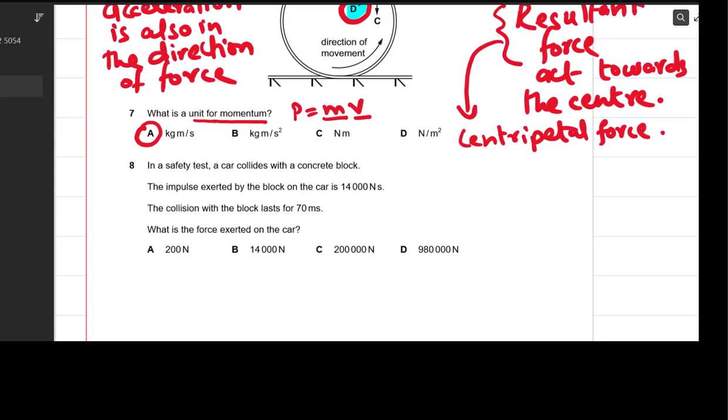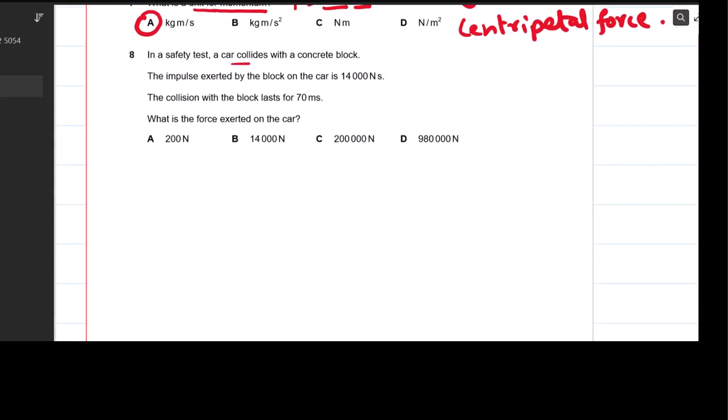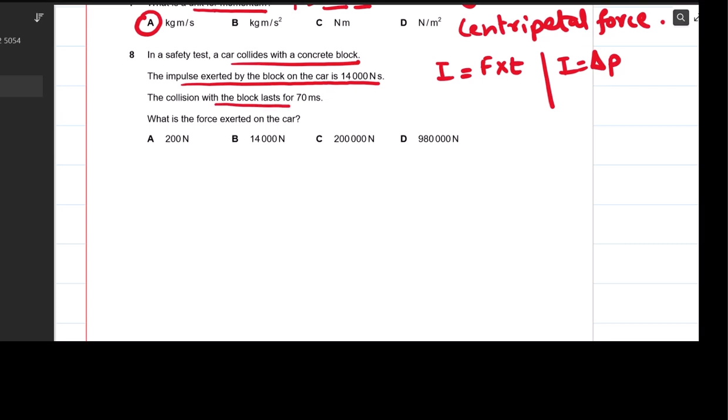Question number 8, in a safety test, a car collides with a concrete block. The impulse exerted by the block on the car is given. Impulse is I, which is equal to force multiplied by time. You can also say impulse is equal to change in momentum. The collision with the block lasts for 70 milliseconds. Students make the mistake that they forget about milli. What is the force exerted on the car?